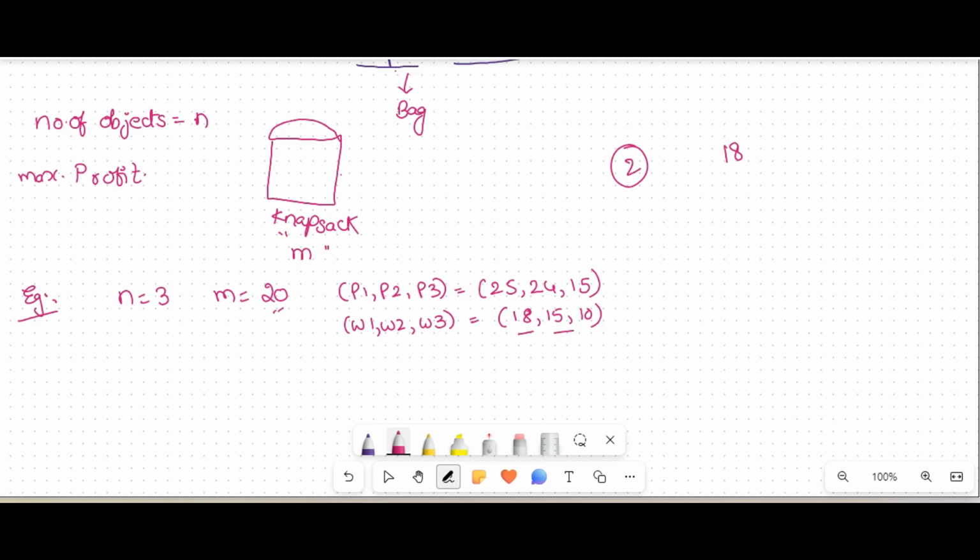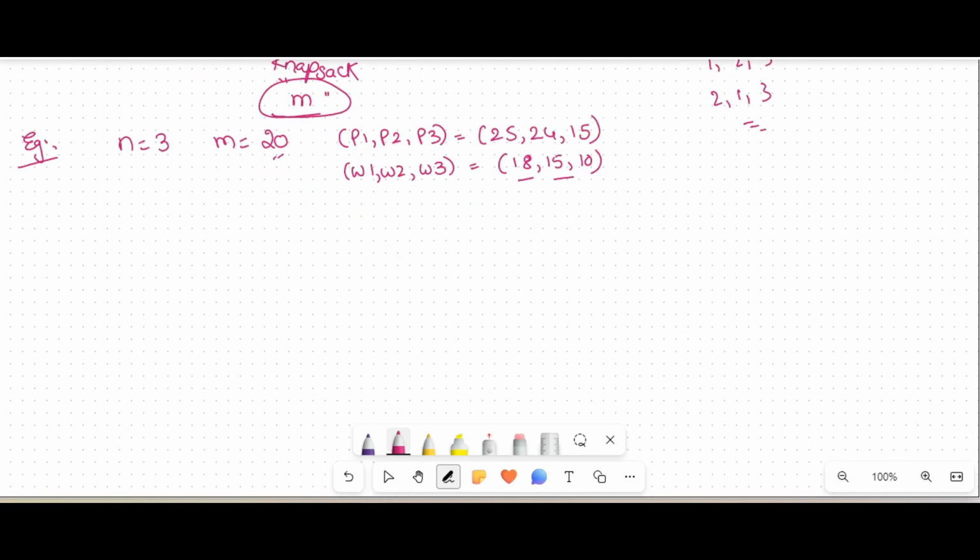You can place the first object, then the second, then the third, or first the second one, then the first one, then the third one. Like that you have many possibilities, but the important thing is that you must get the maximum profit, and it should not exceed the knapsack capacity. So how can we find the optimal solution? The optimal solution is nothing but maximizing the profit.